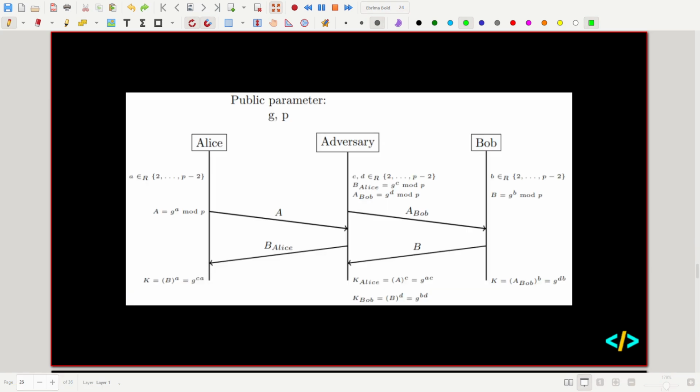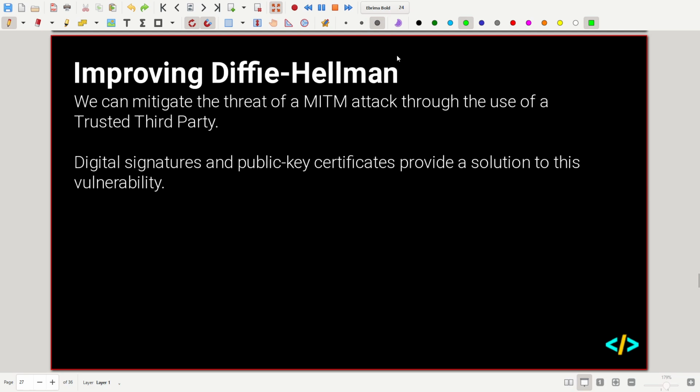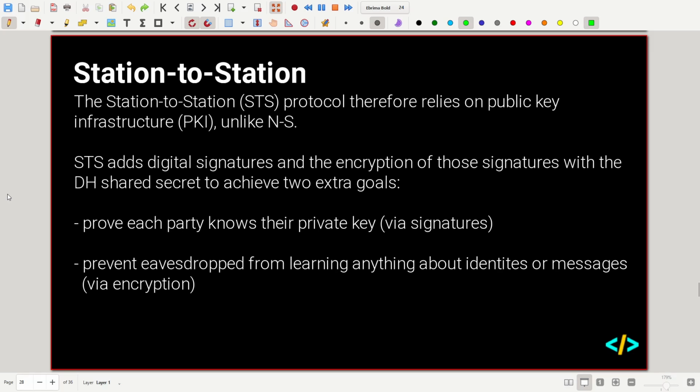Right, from there, so we want to look at how we can avoid this man-in-the-middle attack. We can mitigate the threat of a man-in-the-middle attack by using a trusted third party. Now, trusted third parties allow us to have digital signatures and public key certificates, which mean Alice and Bob can basically prove they are who they say they are. So the station-to-station protocol relies on public key infrastructure. Unlike Needham-Schroeder, here we need some sort of public-private keys.